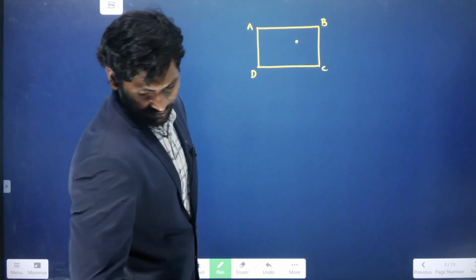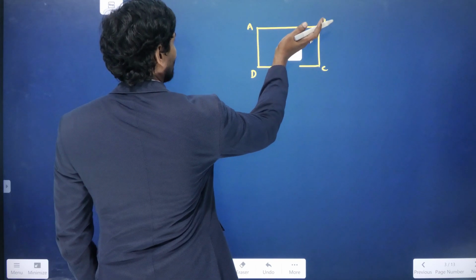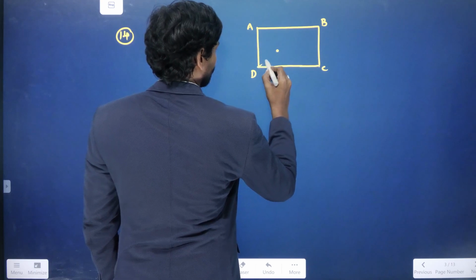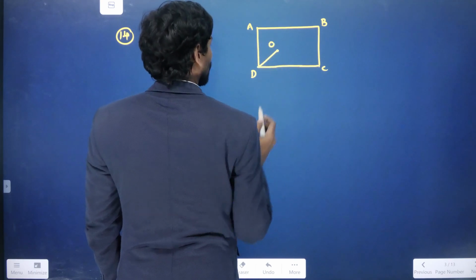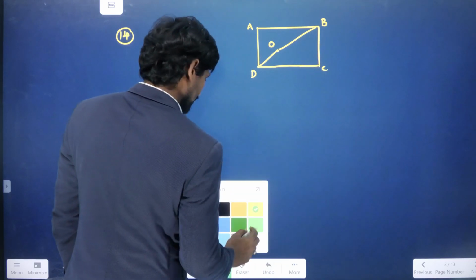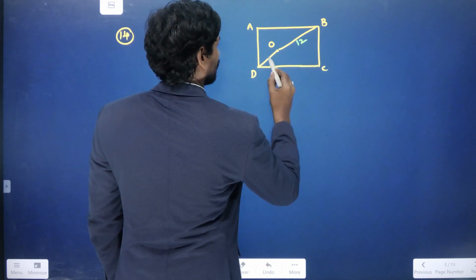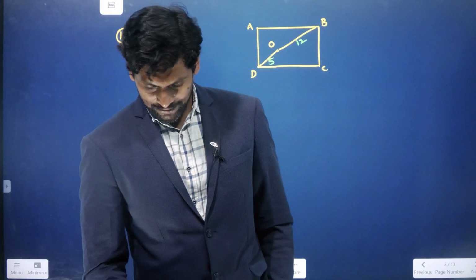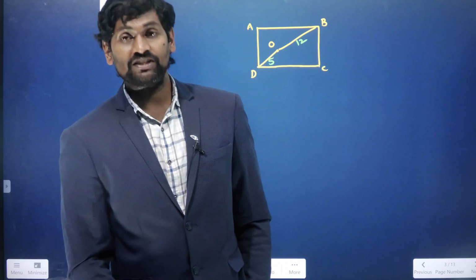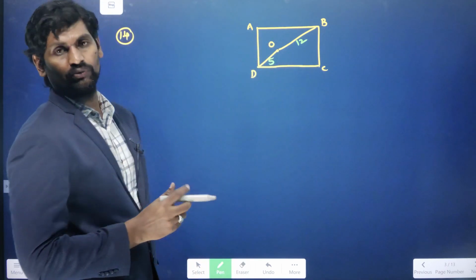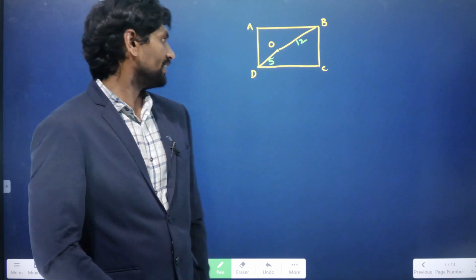OD length is 5 centimeters. OD length is lesser than that, so we can take that the point is here. Here O is a point. OD is 5 centimeters, OB is 12 centimeters. Here 12 and here 5. Okay, right. So then we need to find the value of OC square plus OA square. Let us check.